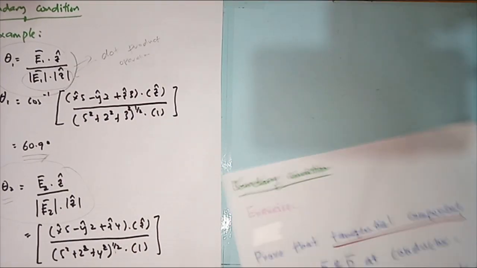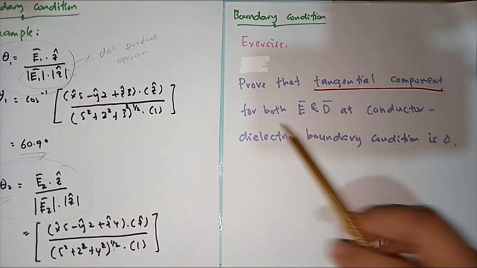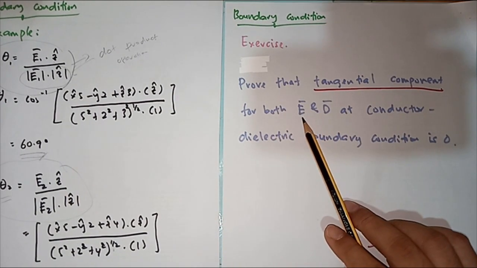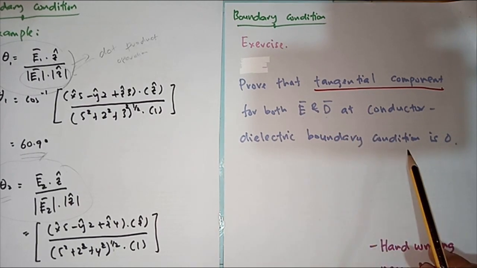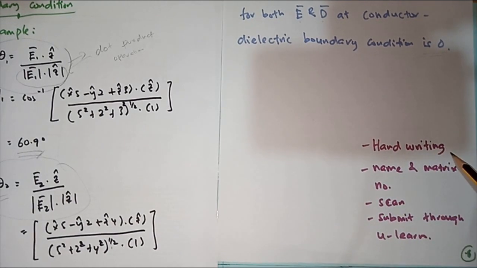Alright, in order to demonstrate your understanding of the topic that we have discussed, please prove that the tangential component for both the vector of E, the electric field intensity, and the vector of D, the electric flux density, at the conductor dielectric boundary condition is 0. Please submit your exercise using your own handwriting. Please provide your name and matrix number in your answer. Scan it and submit through ULearn.